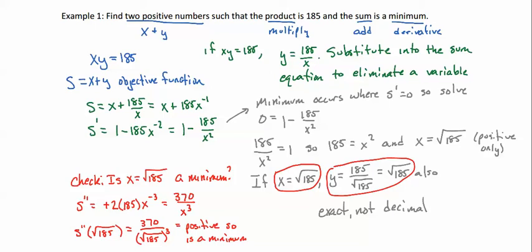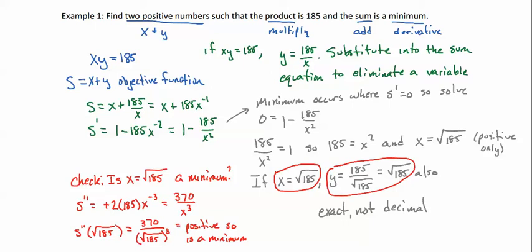Our secondary equation is the product. x times y equals 185. In green on the right, we see that if x times y equals 185, then y is equal to 185 over x. We could substitute this into our primary equation, the s equation, to eliminate our y variable. So now instead of s equals x plus y, we have s equals x plus 185 divided by x.